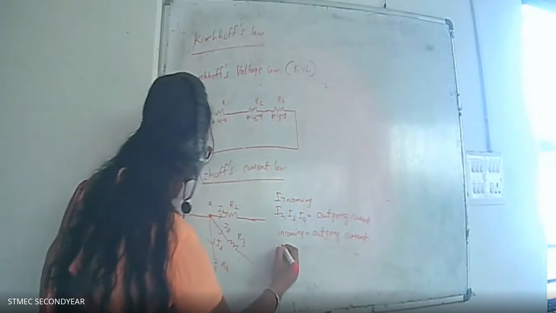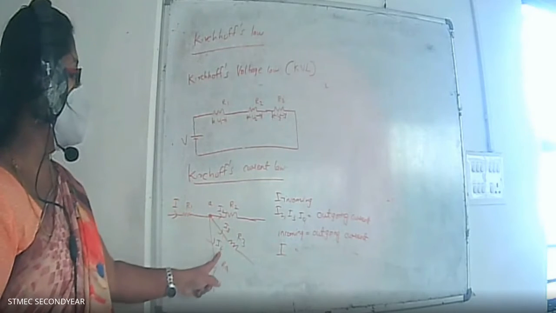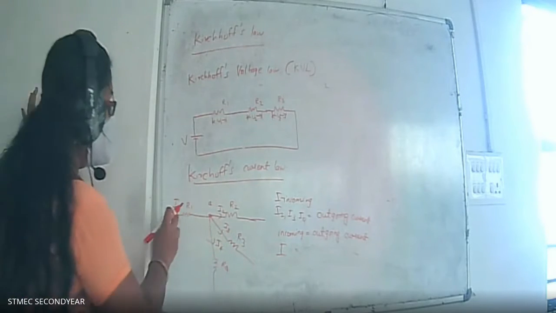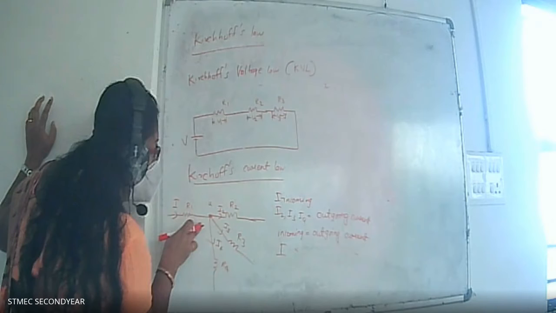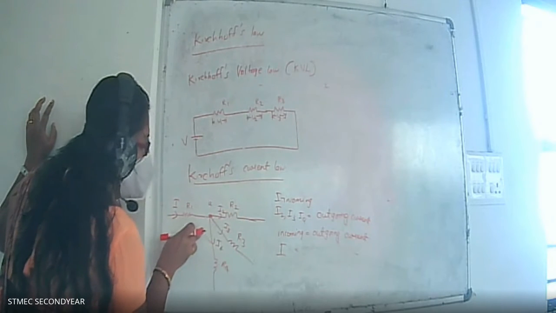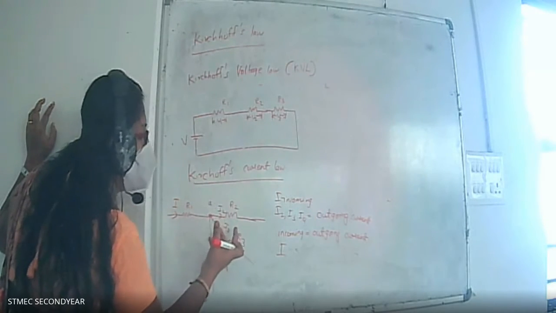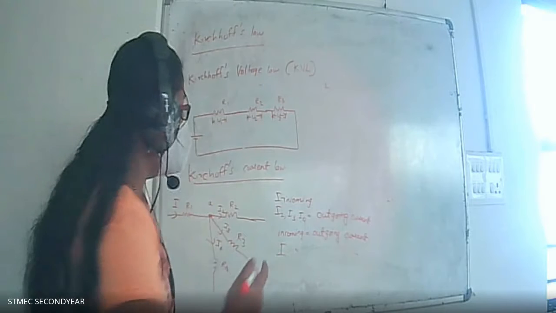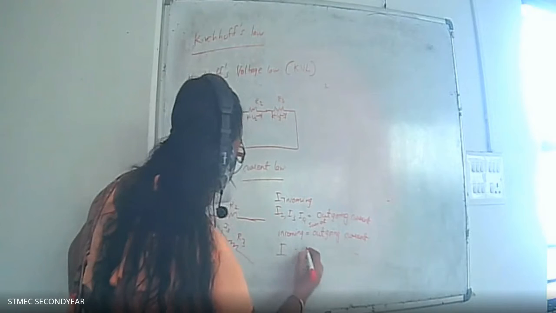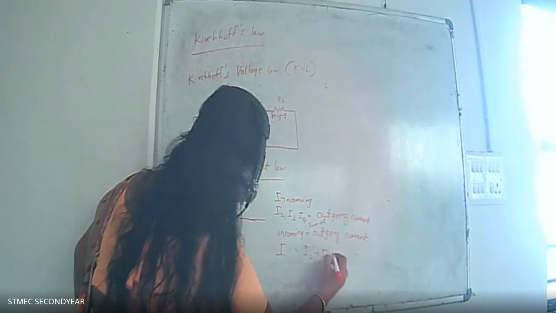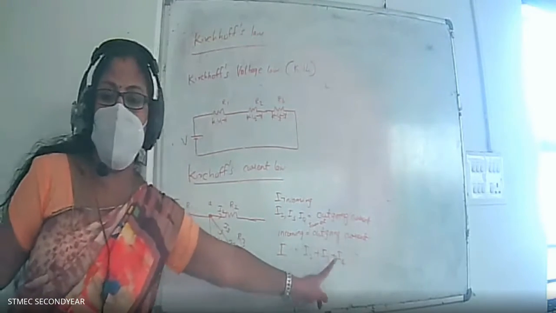What is the incoming current? That is I. What is the outgoing current? I2, I3, and I4. So incoming current will be equal to the sum of outgoing current, because this current I is splitting into different paths. Whatever is coming to this node is going out of this node. So I will be equal to I2 plus I3 plus I4.